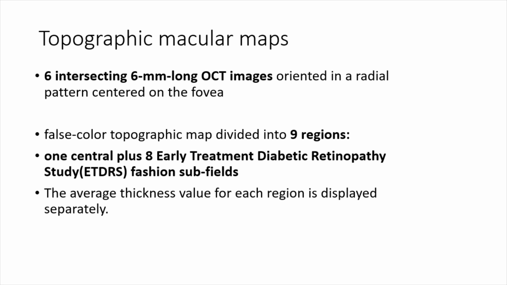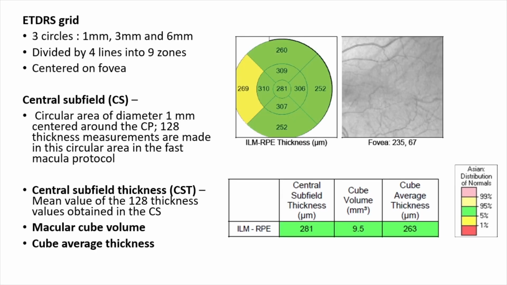So on the OCT printout, we see topographic macular maps. How are they formed? Basically, it is 6 radial scans passing through the center of the OCT. And they are segmented to form a sector of a grid of nine zones. One is the central zone, which is the first 1 mm zone. This one. Then the next is the 3 mm and the next is the 6 mm. These measurements you can see printed on any of the OCT reports which we get on the SD-OCT reports.